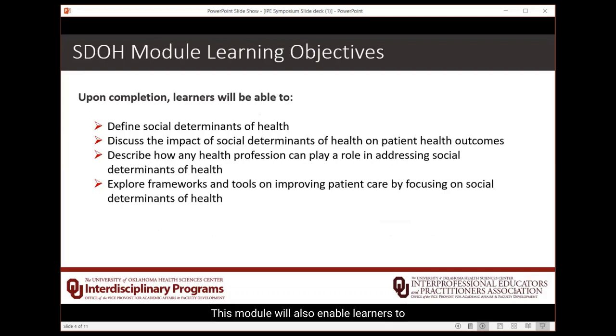This module will also enable learners to enhance their cultural humility related to social determinants and develop a better understanding of the various challenges that patients may face while trying to access care, hopefully resulting in improved communication between patients, providers, and all members of the healthcare team.